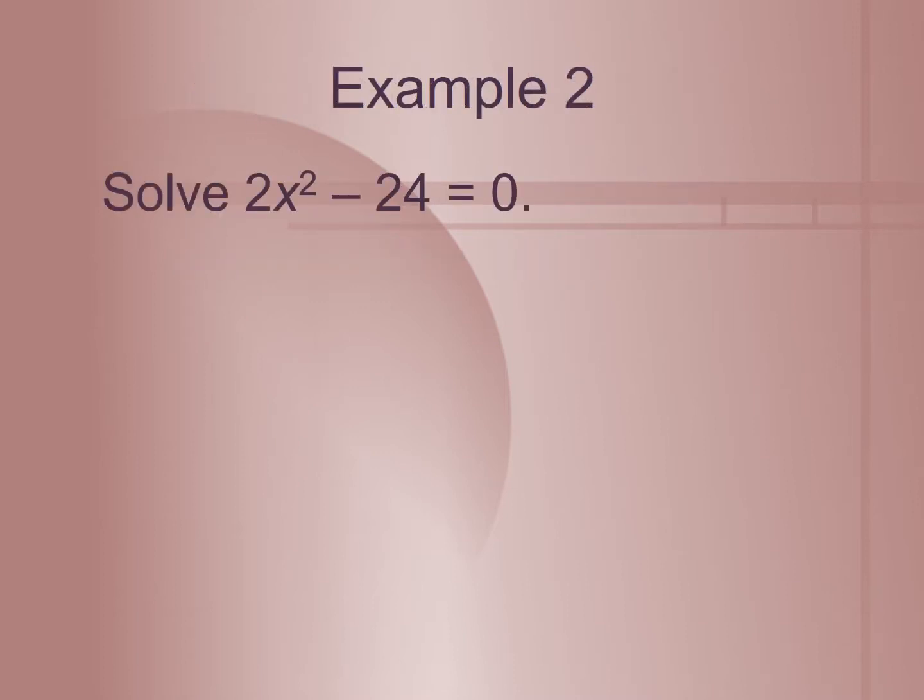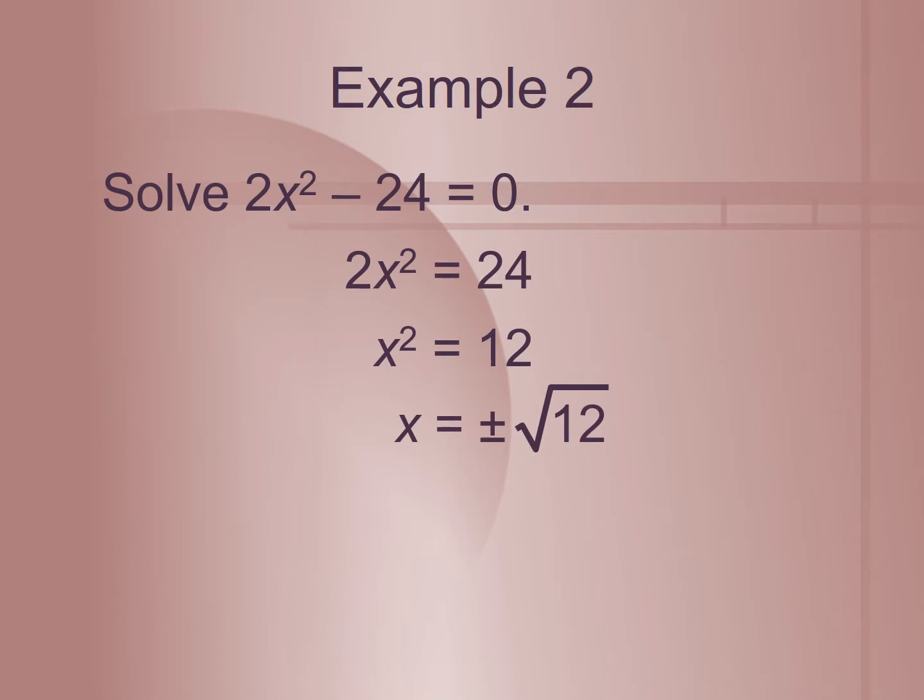So let's say we want to solve 2x squared minus 24 equals 0. First we will try to isolate the x squared. So we'll add 24 to both sides. Then we'll divide both sides by 2. And then we'll square root both sides. So we'll get plus or minus the square root of 12. In the last chapter, we learned how to simplify radicals. So we know that the square root of 12 simplifies to the square root of 4 times 3, and the square root of 4 is 2. So our final answer is plus or minus 2 square roots of 3.